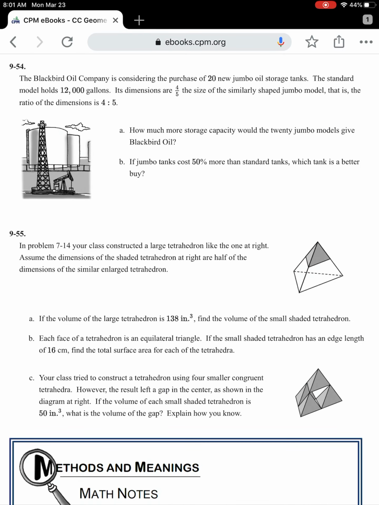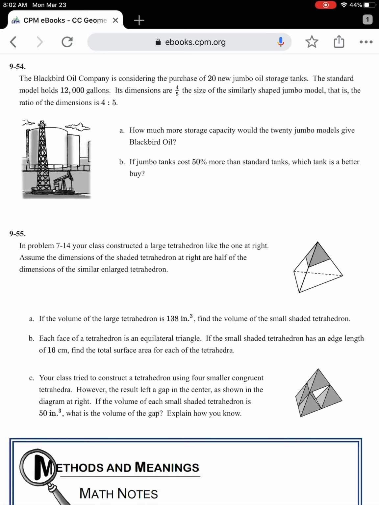55 is one I'd like to take just a minute to break down because it builds off a problem we had previously done way back in chapter 7, where we built those paper tetrahedra in our class, and then you and your teammates tried to stack them together. Well, they've given us an example here where the large clear one is actually twice the dimensions of the shaded small one on the top, and that was all we're really told, but that's enough to be able to work with this figure.